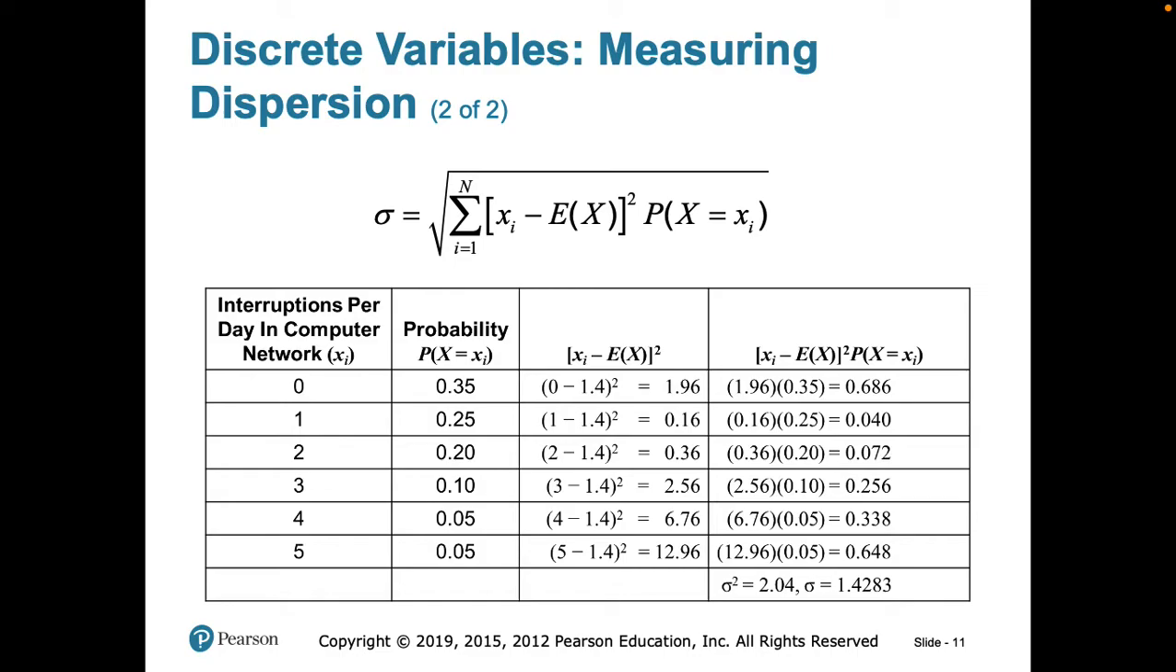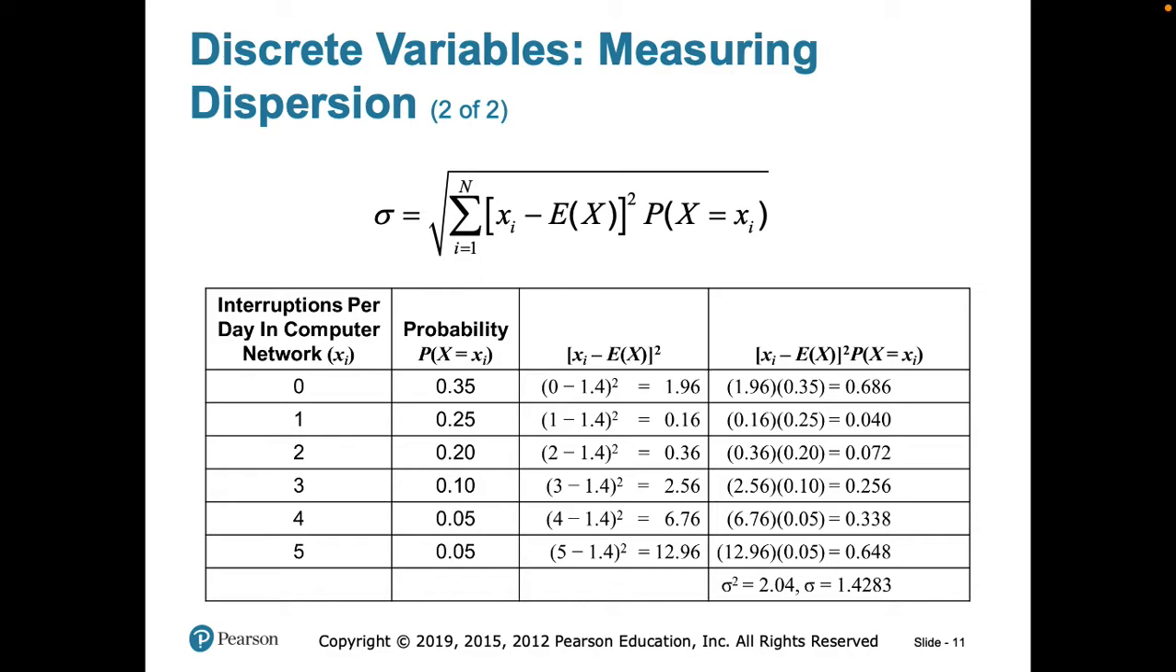Okay, so here's the example. Look at the formula up there. Again, it looks like it's a very long and difficult formula. So let's just break it down. What you do is you subtract 1 minus our mean, which we already found earlier, is 1.4. You square that number, and then you get 1.96.